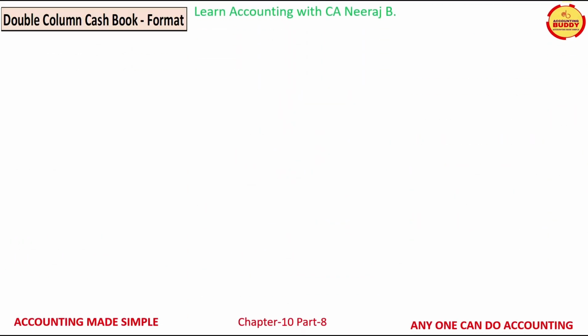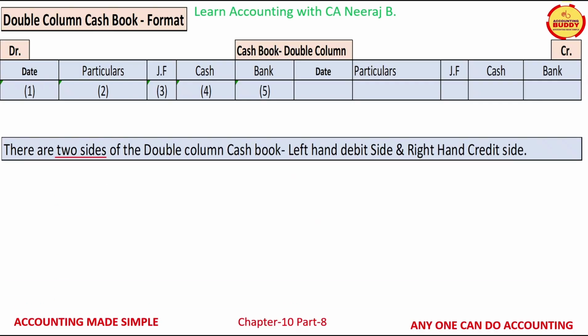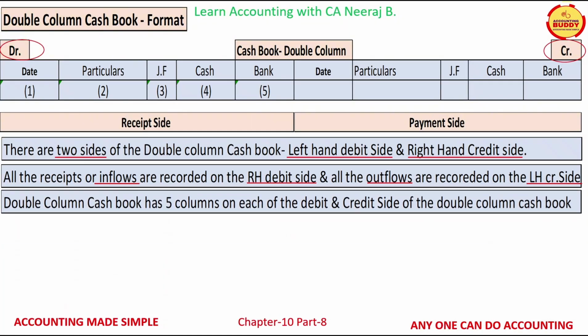Let us learn about the format of a double column cash book. The specimen of a double column cash book is displayed on your screen. There are two sides of the double column cash book, the left hand debit side and the right hand credit side. All the receipts or the inflows are recorded on the left hand debit side and all the outflows are recorded on the right hand credit side. Double column cash book has 5 columns on each of the debit and the credit side.